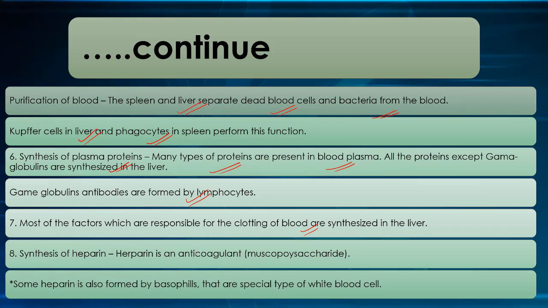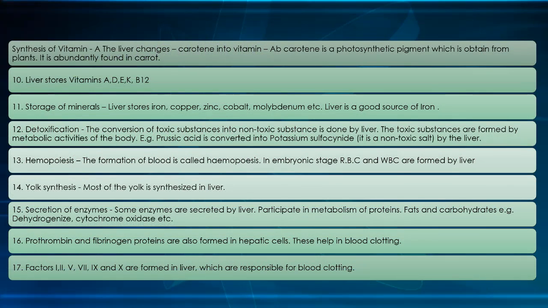Synthesis of heparin. Heparin is an anticoagulant, which is a mucopolysaccharide. Heparin is also formed by basophils, a special type of white blood cells. Then synthesis of vitamins.